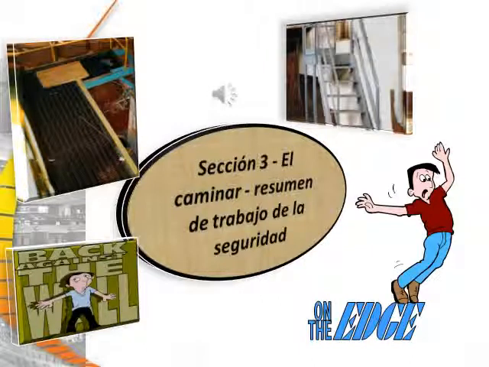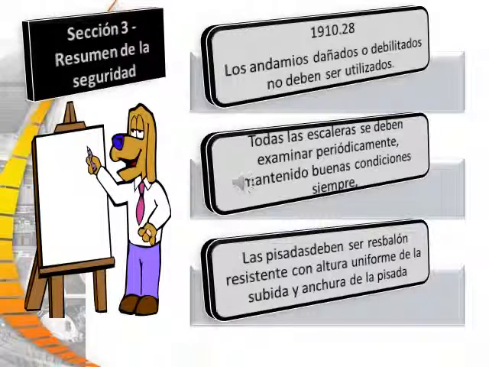Section 3, Walking Working Surfaces Safety Summary. .28 calls for damaged and weakened scaffolds not to be used. Ladders must be inspected periodically and kept in good condition at all times. Treads must be slip resistant with a uniform rise height and tread width.